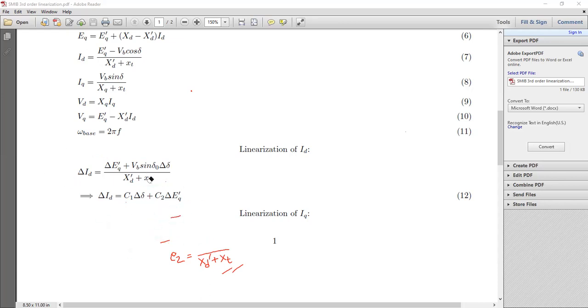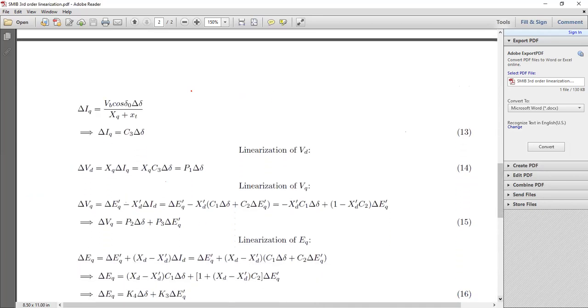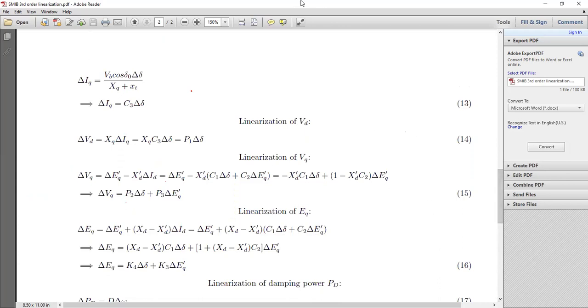Next, we go to IQ, linearization of IQ. The first line probably was done by me. The second line, the simplification term, you will see here. It is much simpler than del ID, because we have only a single part. So what is C3 here? What should be C3 here? VB cos delta naught divided by xq plus xt. So this is your C3, excellent.